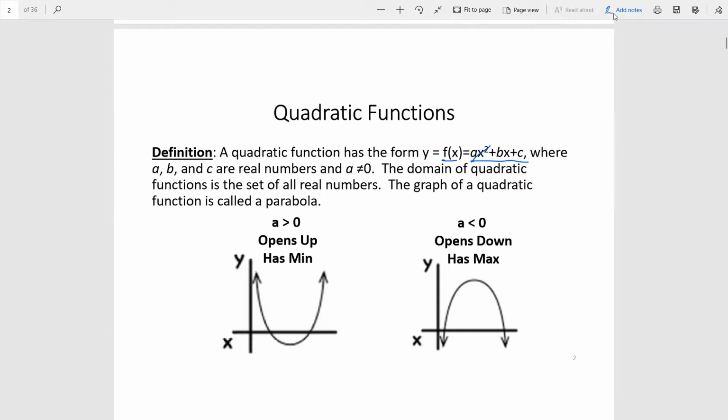The domain of a quadratic function is the set of all real numbers. In other words, x can be anywhere between minus infinity and plus infinity. The graph of a quadratic function, as you know, is called a parabola. If a is more than zero, it opens up and has a minimum value. If a is less than zero, it opens down and has a maximum value.